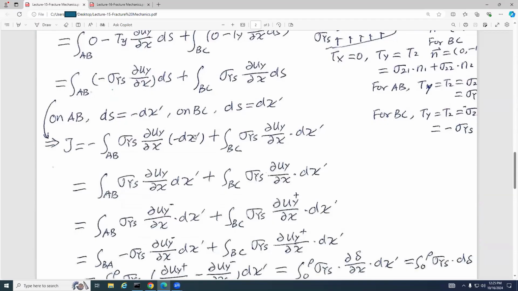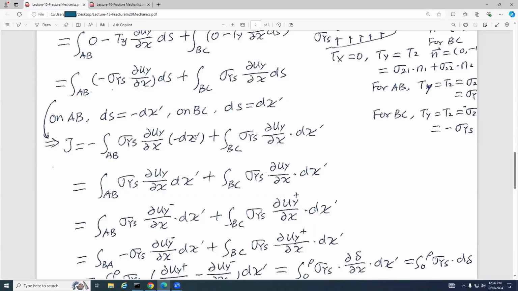So this is the dx. We know dx equals dx prime, so we have positive here. So this is negative, and this negative cancels this negative. As a result, we have sigma ys duy dx prime on AB, plus on BC sigma ys duy dx prime. Any questions from here to here? No question, right? No question?